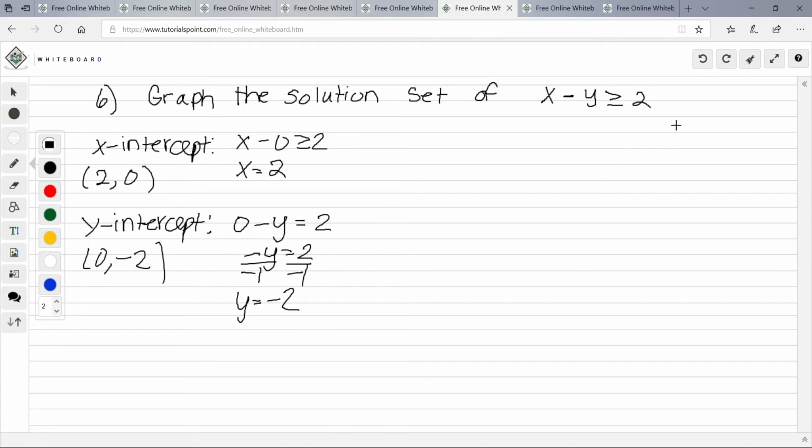And then if you were to graph it, there's 1, 2, this is our x-intercept, and then our y-intercept is negative 2. And then let's look at the original. Since this is an inequality, greater than or equal, the line is going to be solid. It's not going to be dashed.